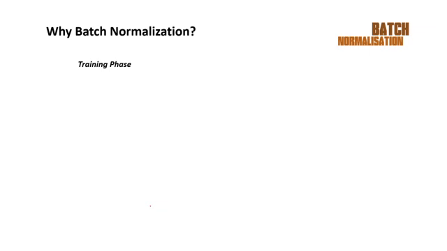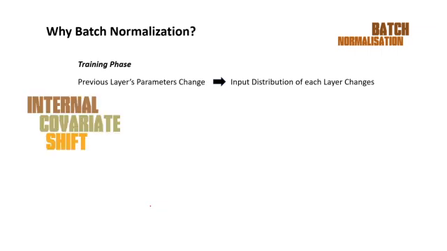When we train a neural network, say a very deep neural network, during training the previous layer's parameters change, and hence the input distribution to the next subsequent layer also changes. So this input distribution changes for each and every layer of the neural network. That poses a problem because it slows down the training, since the hidden layers need to adapt to this new distribution. This problem is known as the internal covariate shift.